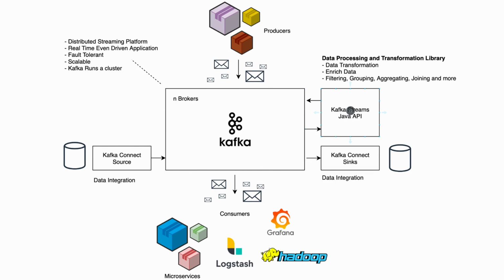There's also something called Kafka Streams. This is a Java API, and it's mainly used for data processing and transformation. You can enrich data, transform data, and perform filtering, grouping, aggregation, and a bunch more. Here you can see that the arrows go both ways. As data comes to Kafka, Streams performs all of this data processing, and then once you're done, you can put it back to a topic so that any other consumer that wants to consume that enriched data can do so.